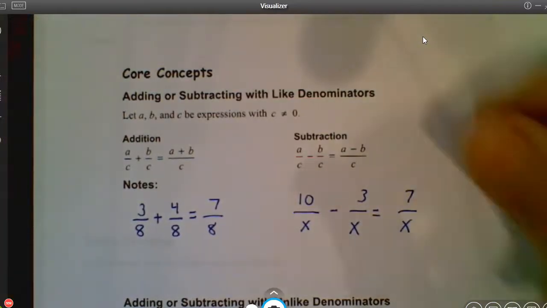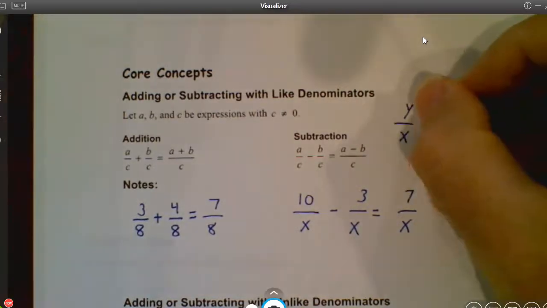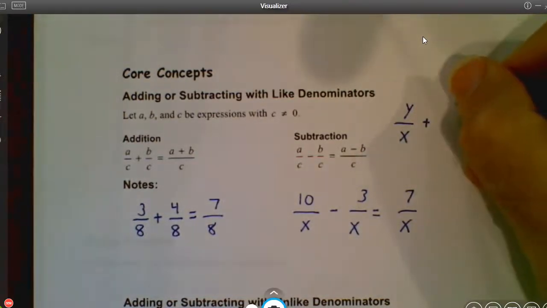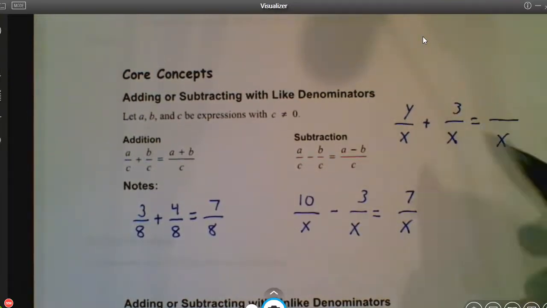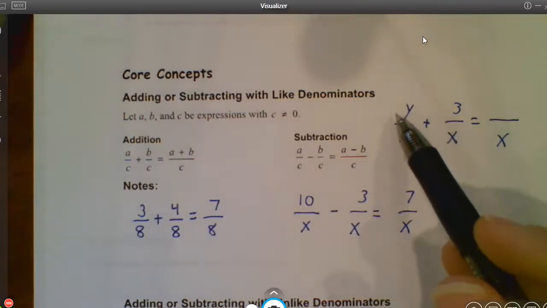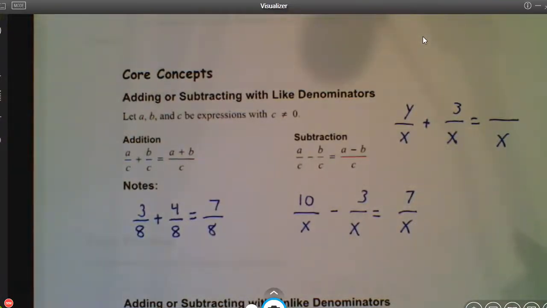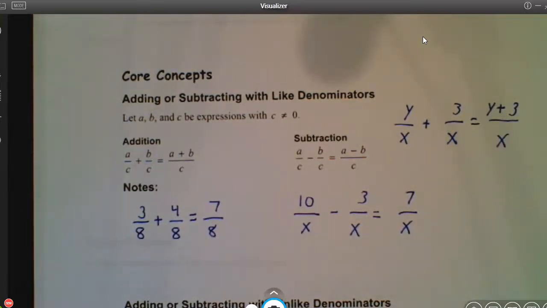Don't forget basic rules. If I were to say y over x, plus, keep it simple, plus 3 over x. So again, the bottom won't change, right? When you go to add stuff like this, remember your basic rules. Like you're not allowed to add something that doesn't have a y with something that does have a y, right? Addition and subtraction doesn't work that way. So if I were to say y plus 3, the one thing you can't do is write it as 3y, right? Because that would be multiplication. So instead, you would have to just keep it as y plus 3, since those guys do not combine together. So don't forget the basics.